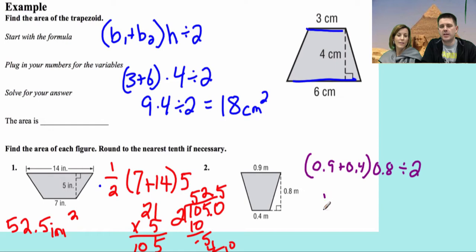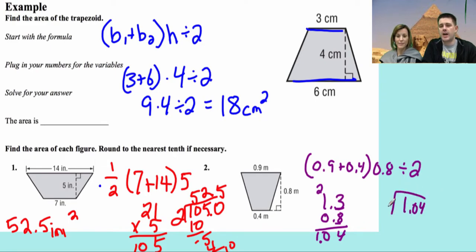9/10 and 4/10 is 1.3, or 1 3/10, times my 0.8. So I'm going to do some quick math, and I get 104. There's 2 decimal places in my problem, so I want 2 decimal places in my answer. Am I good so far? You are. So I get 1.04.